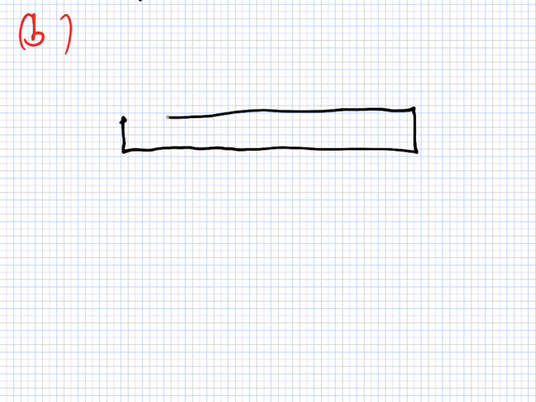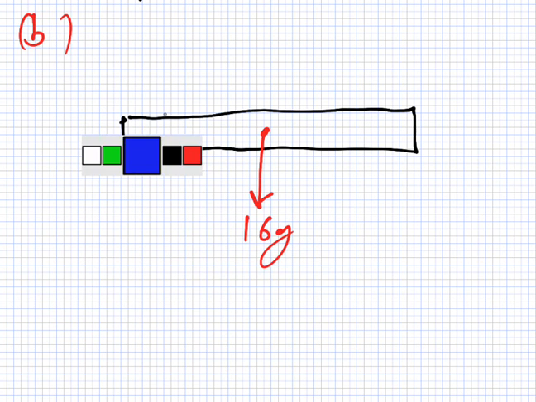Two men carry a straight wooden pole of length 8 and mass 16. One man holds the pole 1 meter from one end, the other 2 from the other end. Draw a diagram. Here we go. So we have our pole. This is a mass of 16g, and then one man holds it here 1 meter from the end, and the other one is 2 meters from the end.